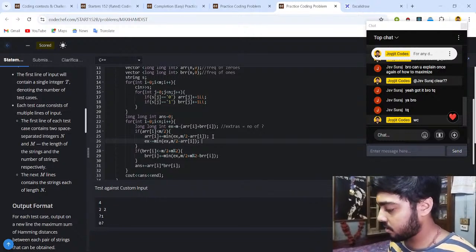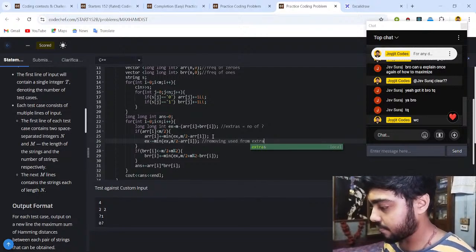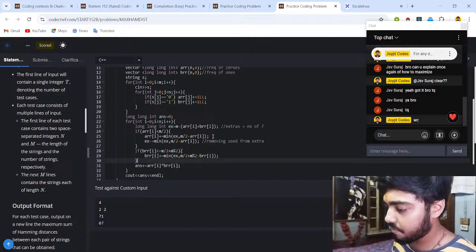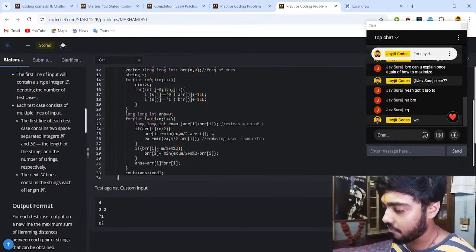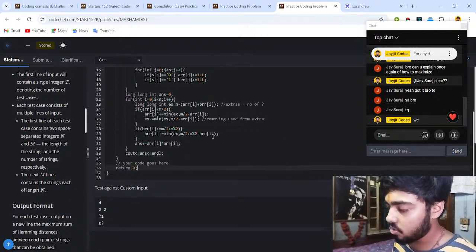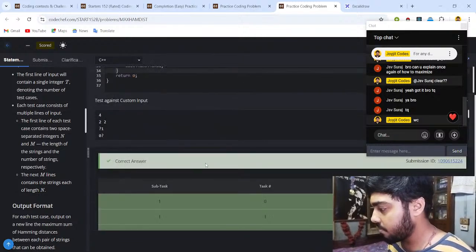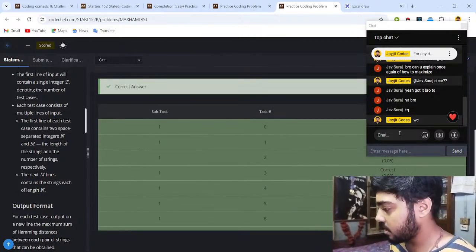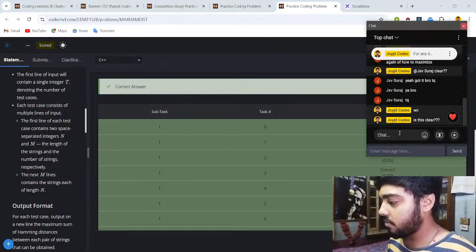This is like removing used from extra. The same thing we do with BR of I also, and then we are just making answer plus equal to AR of I into BR of I, as I told you. So just confirm if this is okay and this gets accepted. Is this clear? If this is clear, then only we will go to the next question.